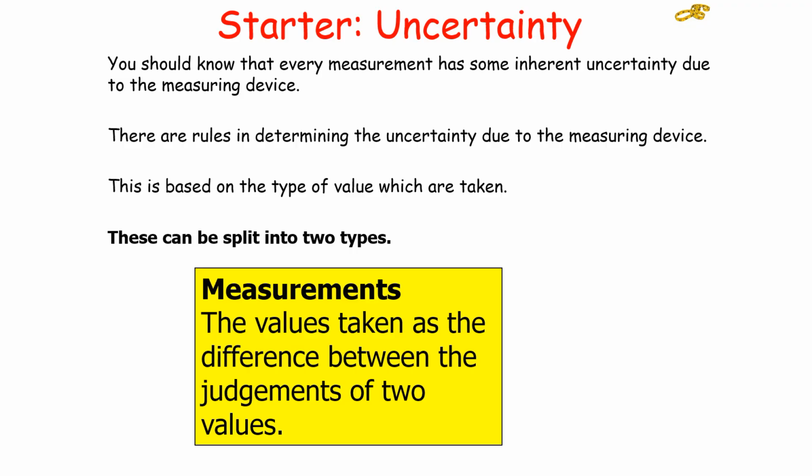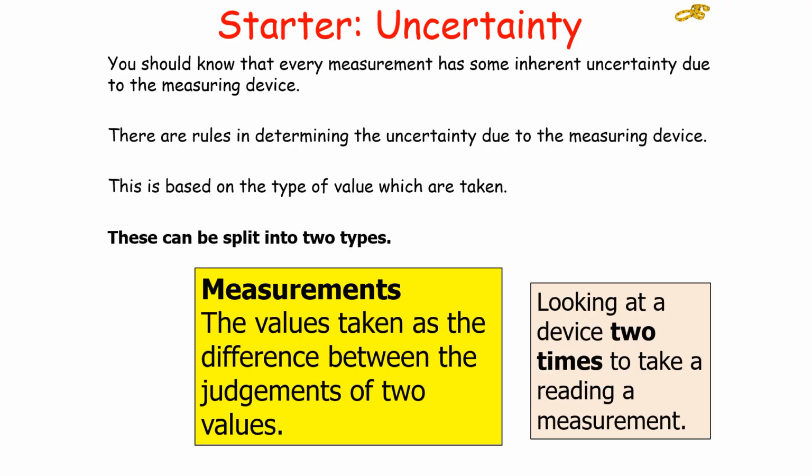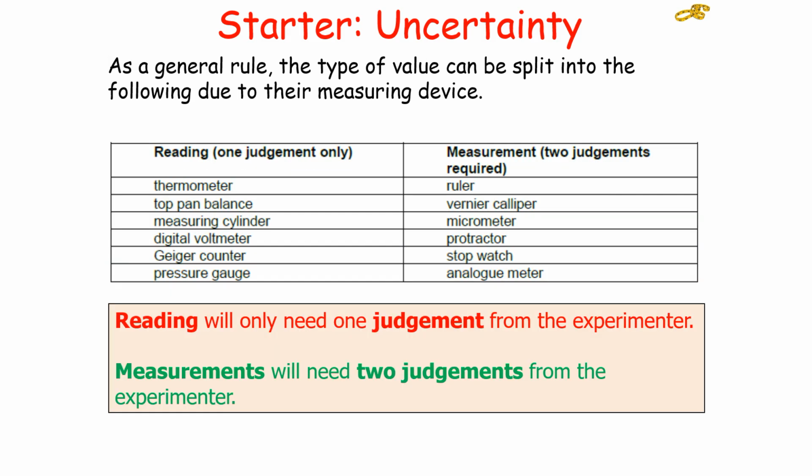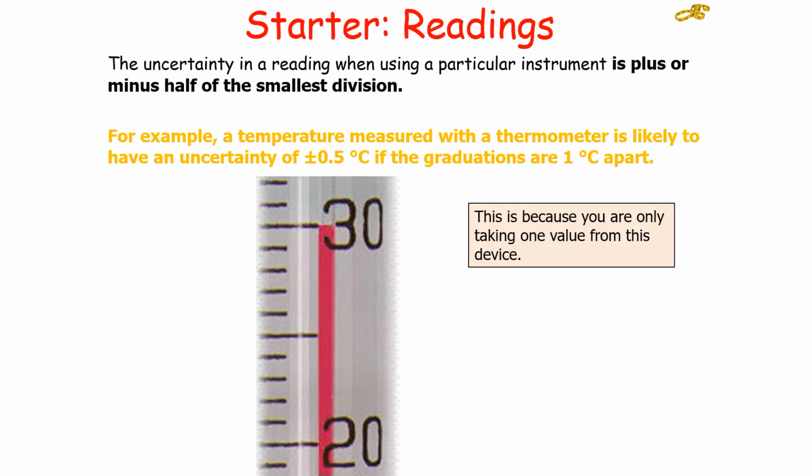Whilst measurements are values taken as the difference between the judgment of two values. So you're looking at a device two times to take a measurement. For example, when you're looking at the length of a wire with a ruler, you look at the ruler twice, once at the start, once at the end. So you've made two judgments, so it is a measurement. To clarify, a reading will only need one judgment from the experimenter, whilst measurements will need two judgments from the experimenter.